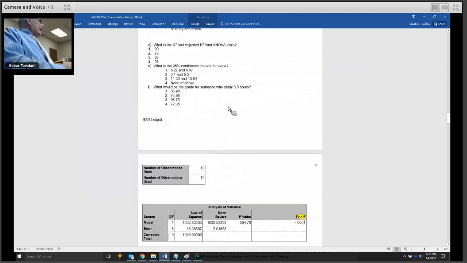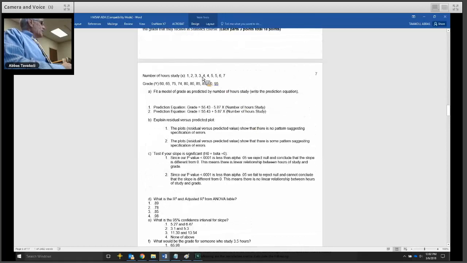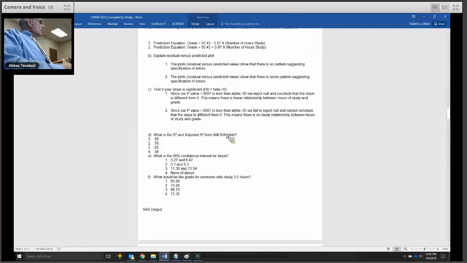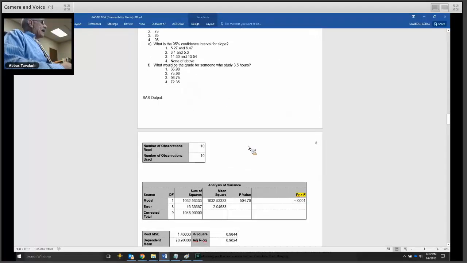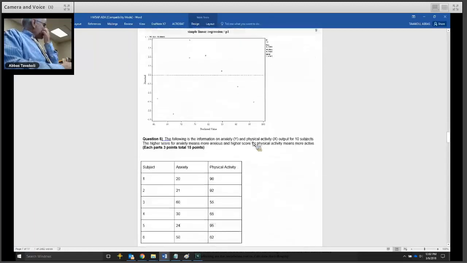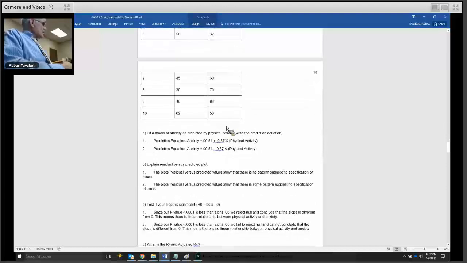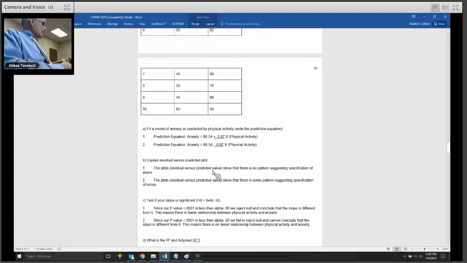And the last part of this question is when you want to predict some value. Here, for example, we don't have 3.5. Now the question: if someone studied 3.5, what would you expect his or her grade to be? So basically you put 3.5 in your prediction equation in place of the independent variable and get that value. So that's question 3. Question 4 is basically similar to that question, prediction and looking at the residual.